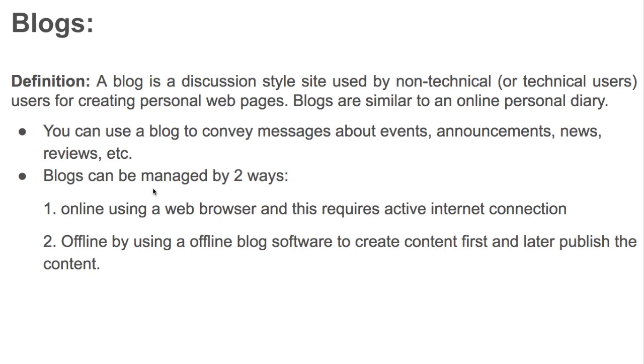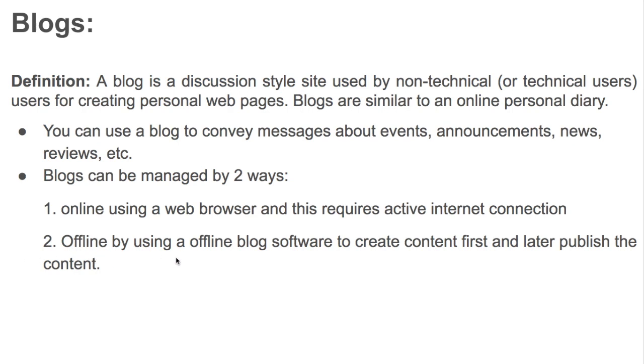Okay, whatever you like. Blogs can be managed in two ways: online using a web browser, and this requires an active internet connection. So there are two ways to create or manage blogs: first is online and second is offline. If you want to create or manage it online, then you should have an active internet connection, and you can do it by using a web browser. Web browser means like Google Chrome, Mozilla, etc. Okay, we'll learn how to create a blog using a web browser afterwards.